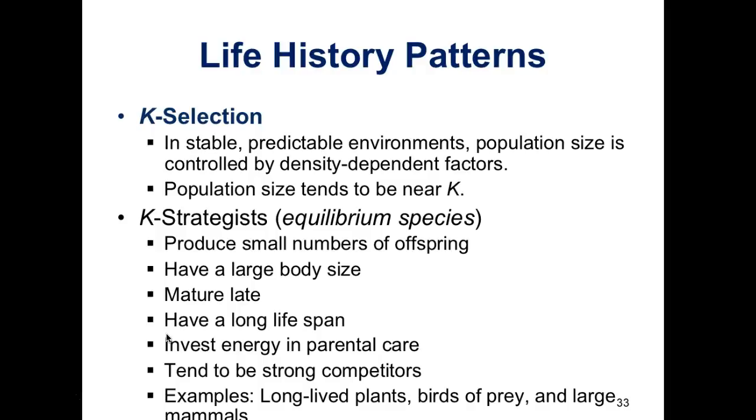They are going to invest energy in parental care of their offspring, so take care of their young, unlike what we see in R strategists, and they tend to be strong competitors. This is definitely what we see in long-lived plants, birds of prey, and large mammals, including humans. So we are a K strategist. An elephant would be a K strategist.